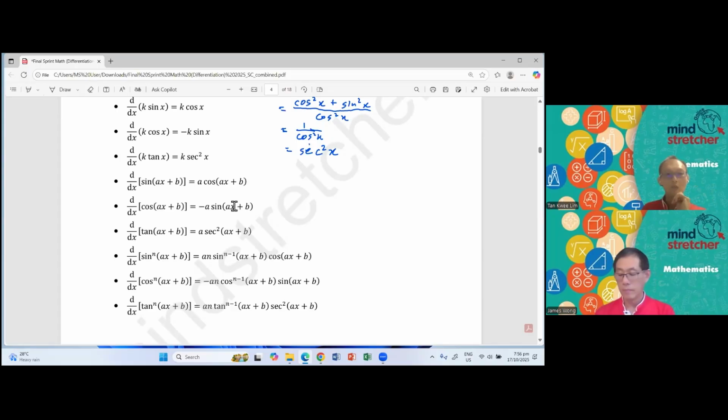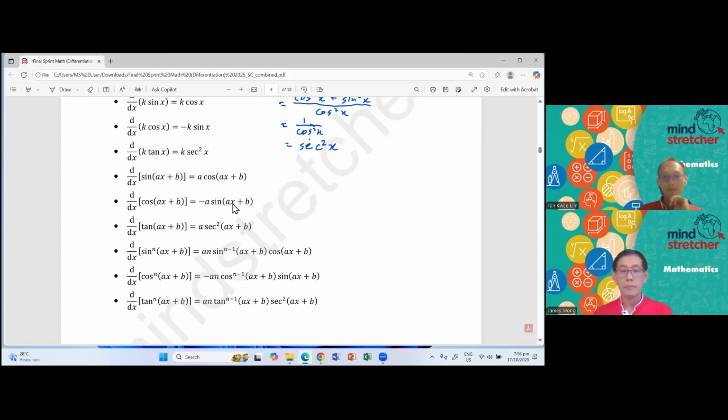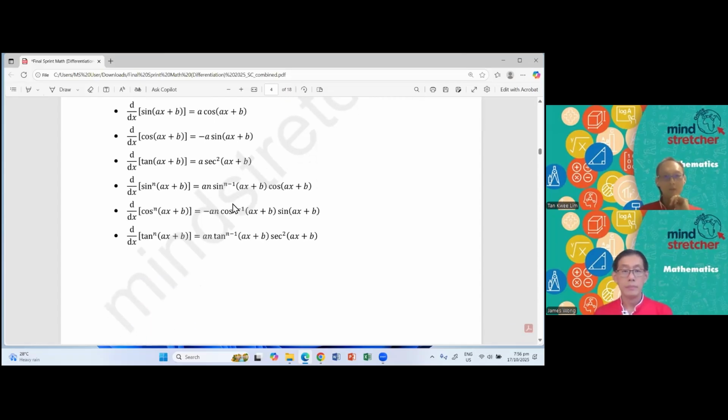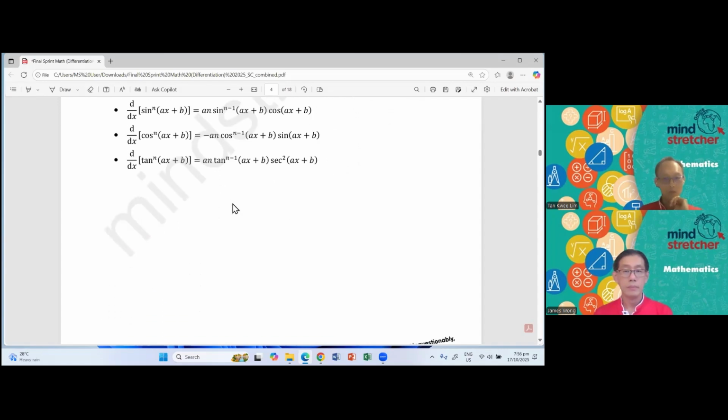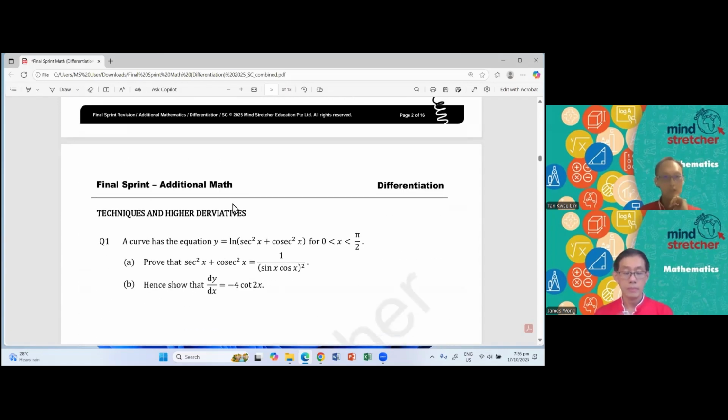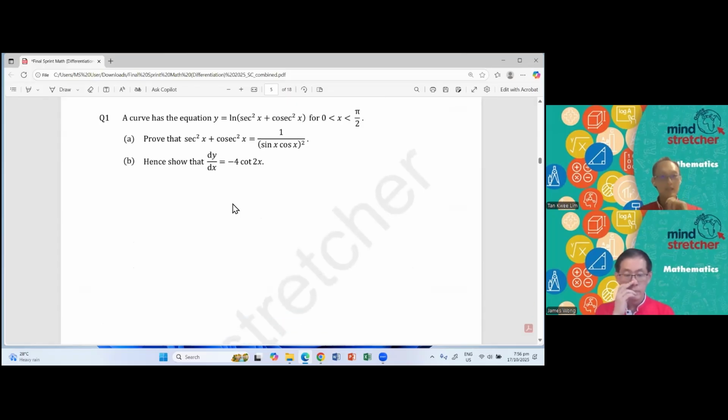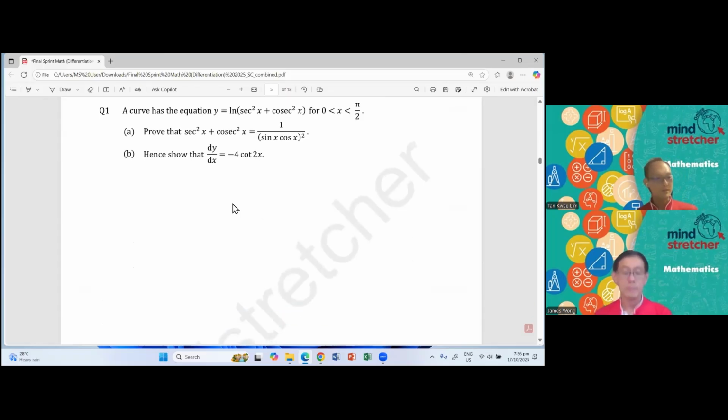Okay, so similarly, that also goes for the other two, which is cosine to the power of n of ax plus b, and also for the differentiation of tangent to the power of n of ax plus b. Okay, right? So yes, I have talked a lot about this one already. So I think I will go into the next part, which is the first question. Okay, so let's do some practice here.